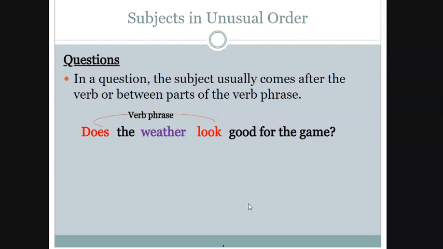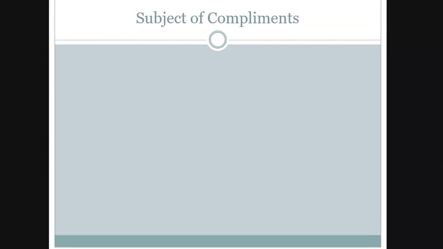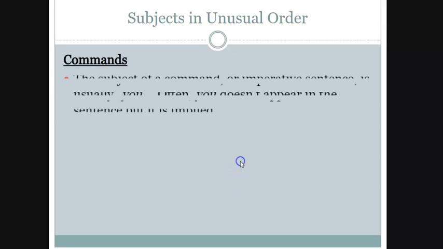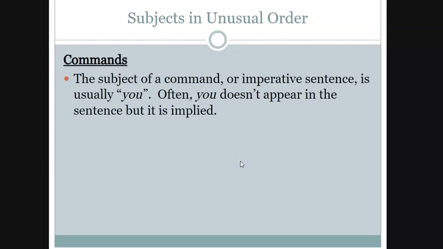Does the weather look good for the game? So, next one. What about the commands, yeah? Commands. The subject of a command or imperative sentence is usually you. Often you doesn't appear in the sentence, but it is implied.